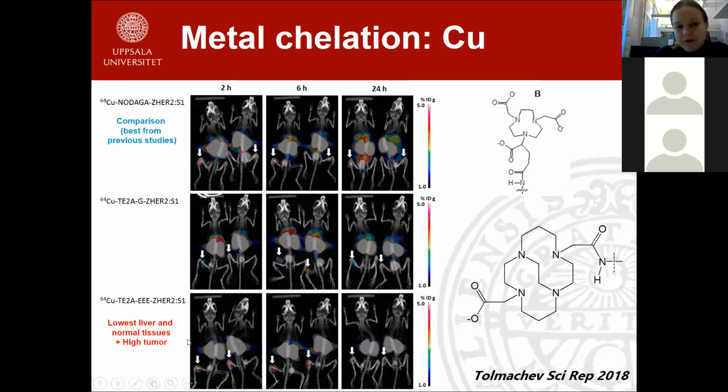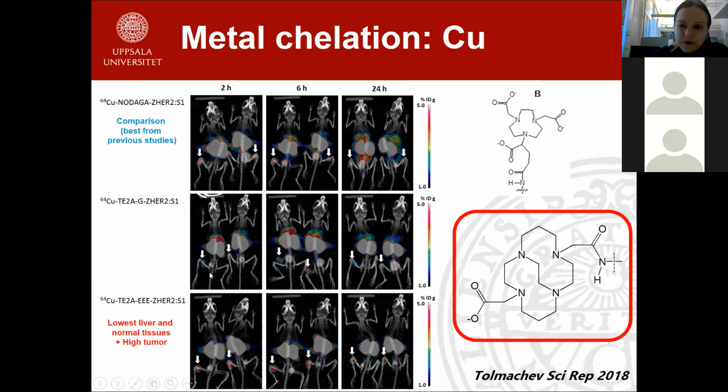And here we can see the images from the slide before. They have used NODAGA as a comparison, which was best from previous studies, but it has some liver uptake. Then there is a second chelator, T2A, but it also gives some liver uptake. But with T2A and the triple E with glutamates, we have negative charge, so we have the lowest uptake in the liver and normal tissues and the highest uptake in the tumor. So the tumor is really bright compared to this one, for example. So that was the optimal chelator for copper.